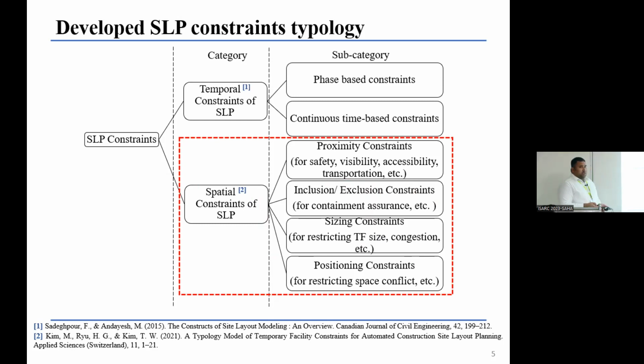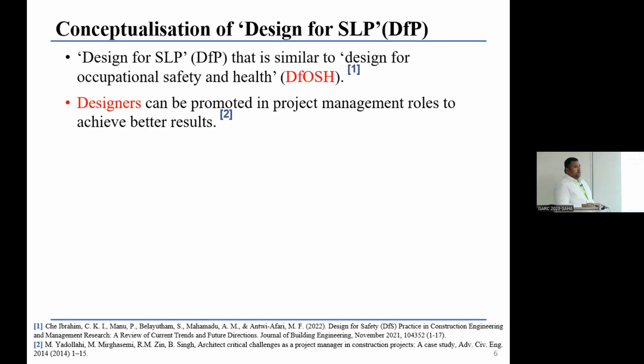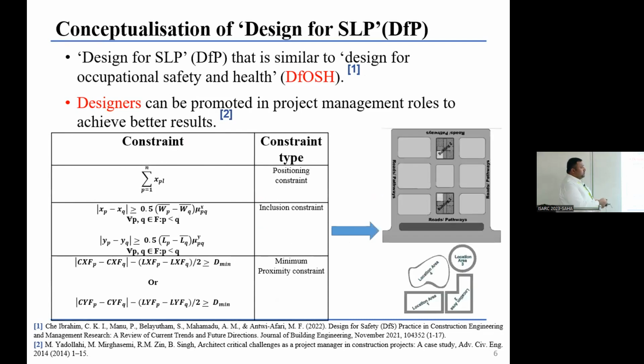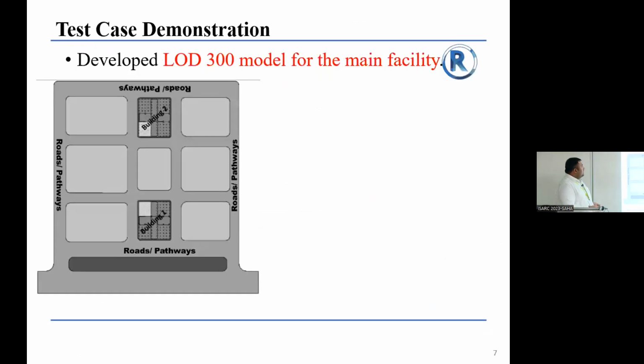To deal with these spatial constraints, what we have proposed is on similar terms to what design for occupational safety and health does, where we design very specific elements that relate to safety on a construction site. We are proposing that design for site layout planning can also be integrated, where designers can be promoted in the role of project management. And that's how we can transform these mathematical constraints into design-based constraints. And to demonstrate, we have a test case.